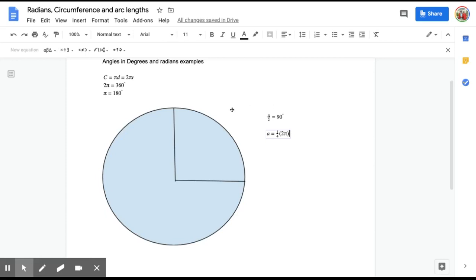Let me talk a little bit about angles and degrees and radians. Let me point out that I think you're pretty familiar with the concept of the circumference of a circle, equaling pi times the diameter of the circle. That's where the number pi comes from, that connection between circumference and diameter.